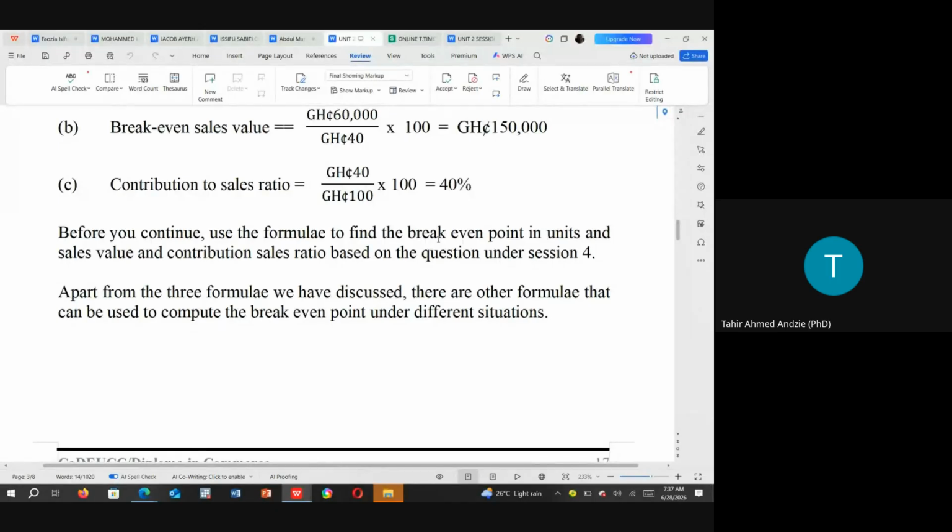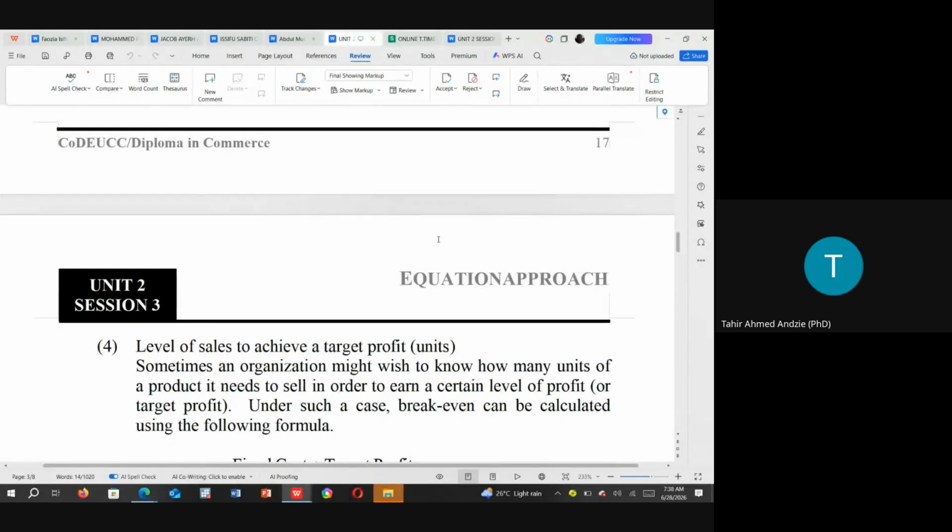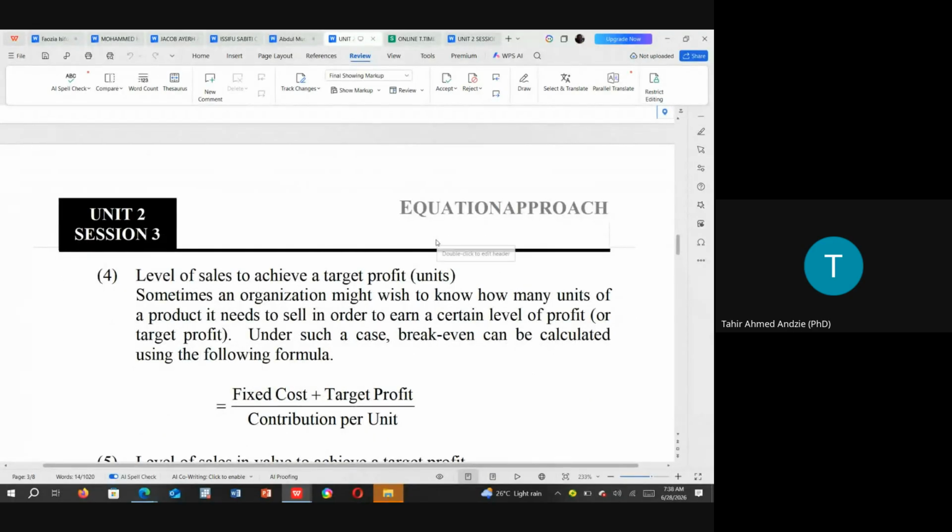So we are saying that before you continue, use the formula so we don't have that question. Apart from the 3 formulas we have discussed, there are other formulas that can be used to compute the break-even point under different situations. Once we have gotten the break-even point, we can use it to determine many other things. One of the other calculations you can do is to get a level of sales to achieve a target profit. Sometimes organizations want to make a given target profit.